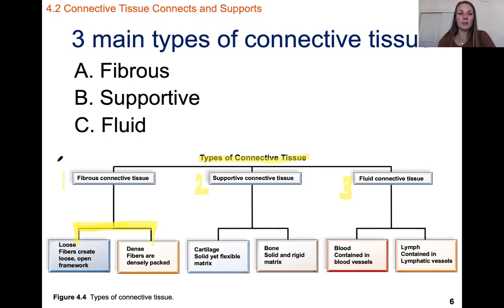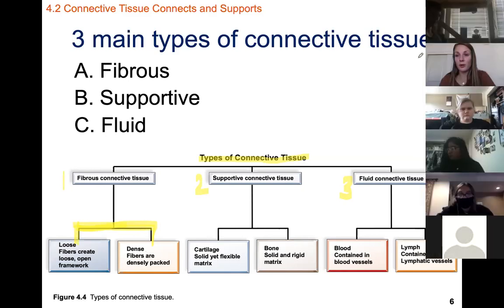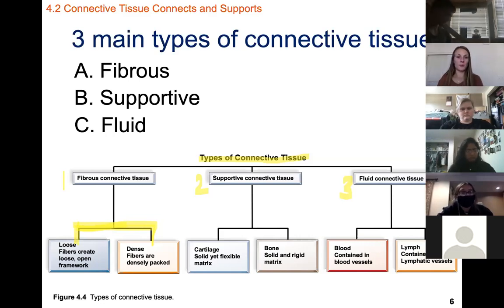When you think of fibrous connective tissue, think of the word fiber, like the things you can find in vegetables and fruit. People say to eat a high fibrous diet. Your hair or your skin can also be made up of fibrous tissue. And there are different types of fibrous tissue, being loose and dense.